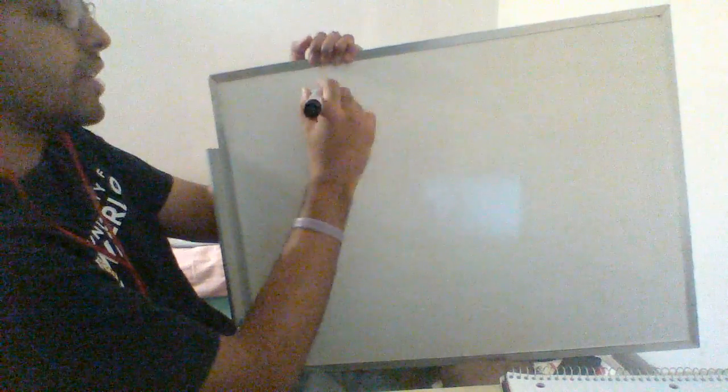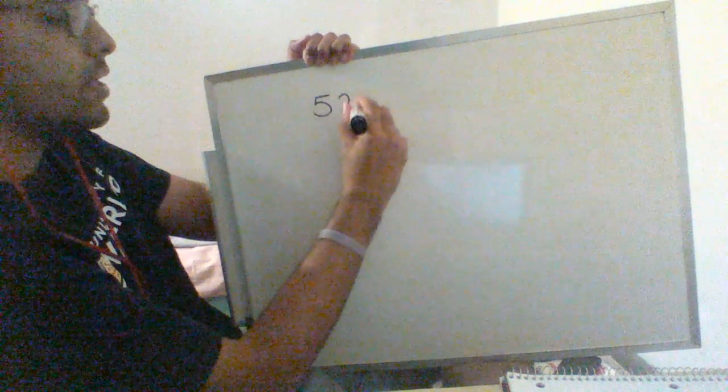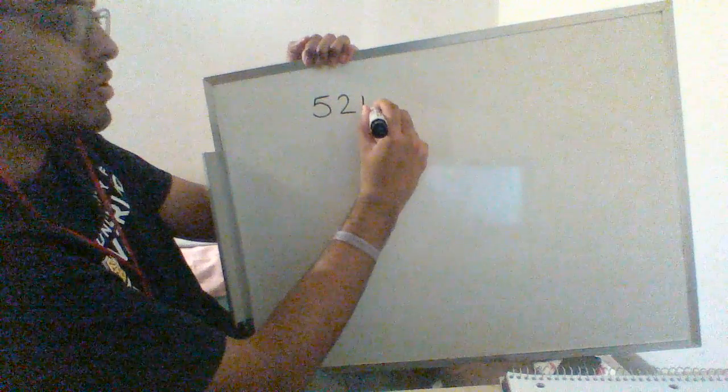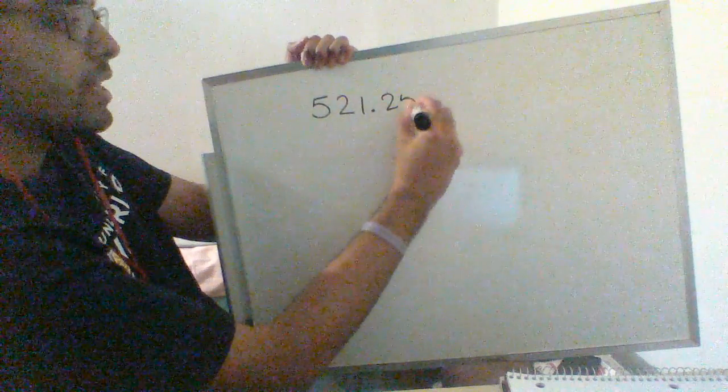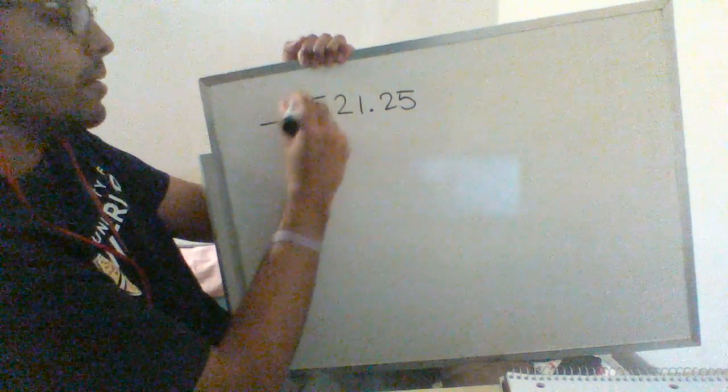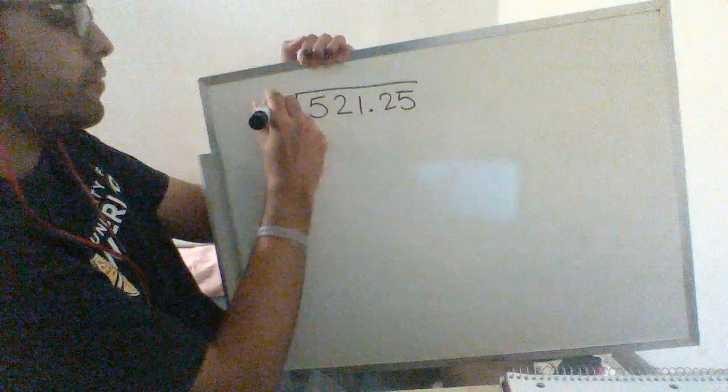So for this one, I'm just going to write the problem out once again for the sake of saving space. I'm just going to write out the problem the way I would to start working on the solution itself, and I'm not going to just write out the question off to the side. So for this particular one, it's going to be 521.25, and we're going to divide that by 4.